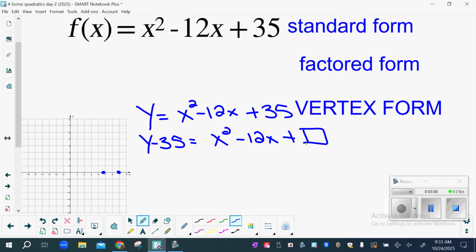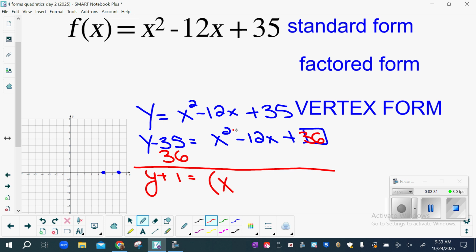We're going to go ahead. We're going to take that 12, cut them in half, and we get 6. 36. There we go. What I do to one side, I do to the other. Y plus 1 equals, and now it drops down, x minus 6 squared. And now I ask the little one, please come back. Please come back, little one. You now have vertex form.